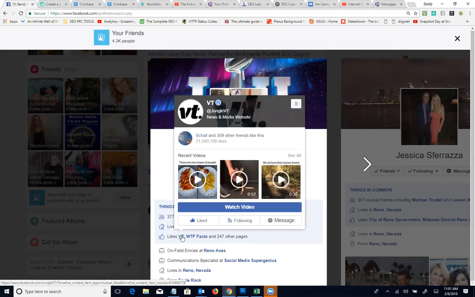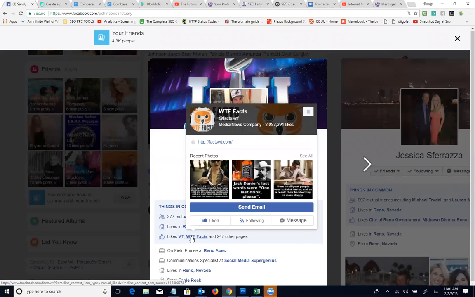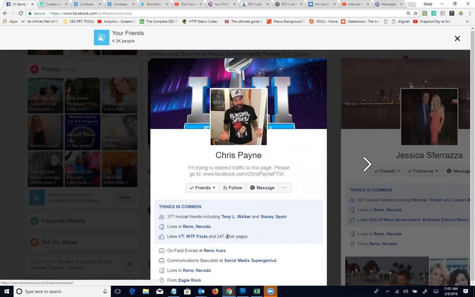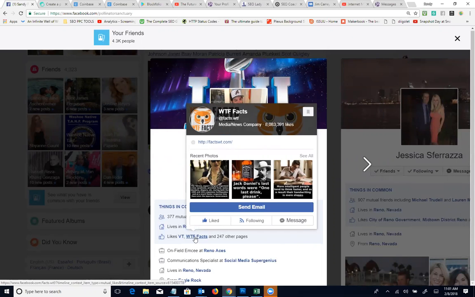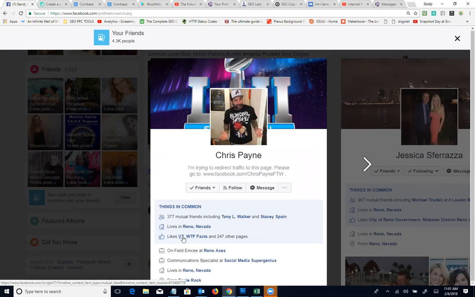If you hover over them, you can see if you like it or not. But it says 247 other pages that we have in common. Is there a way to view all of those? No, which is a little frustrating. But I guess these are the top three pages that have the highest engagement on Facebook. That would be my guess.